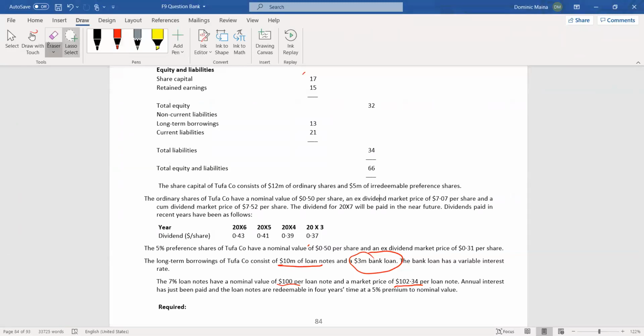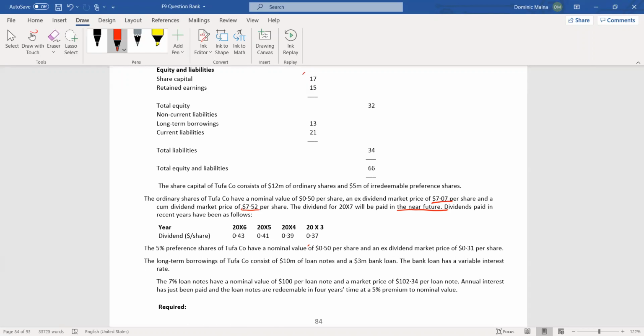You've been given the following data. We're told that the company has a share price of 7.07, come dividend of 7.52. It means therefore we anticipate, don't forget, the dividend will be paid in the near future. So there's an anticipation of the dividend, which is equal to the difference, 7.52 minus 7.07. They count therefore what is getting paid in the near future.